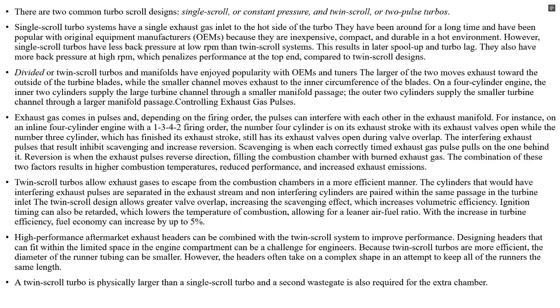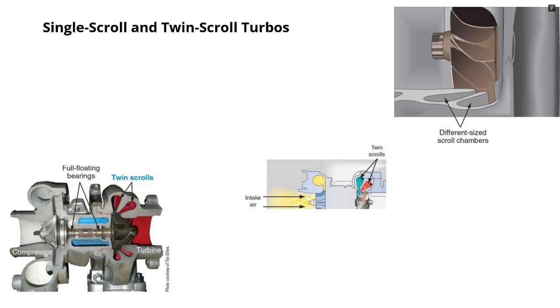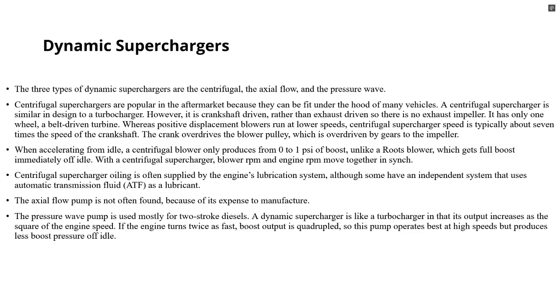Single scroll designs are cost-effective but less efficient at low and high RPMs. Twin scroll designs separate exhaust pulses for improved efficiency and performance. Types of dynamic superchargers include centrifugal, which are common in the aftermarket, axial flow, and pressure wave. Centrifugal types function similarly to turbos, but they are crankshaft driven.